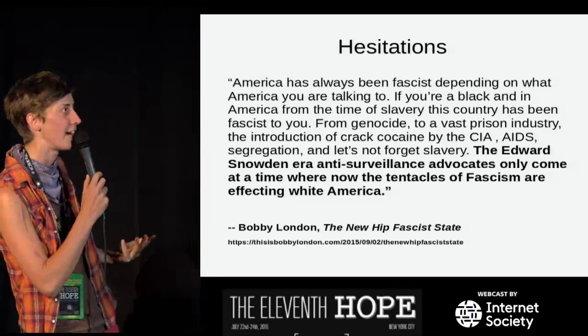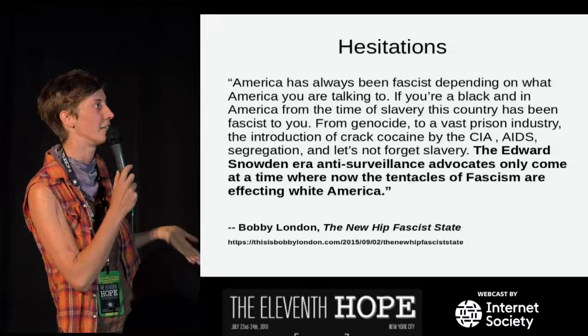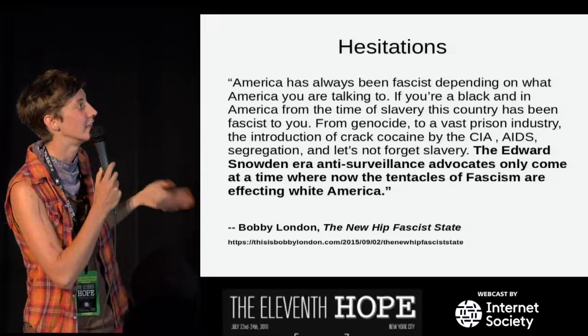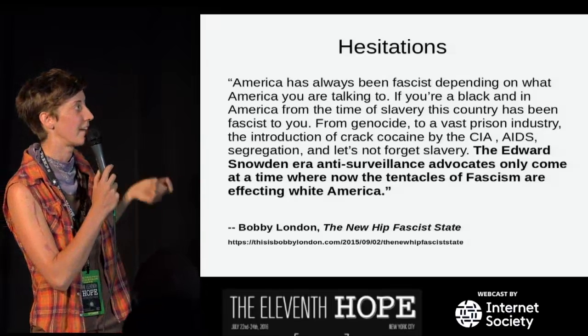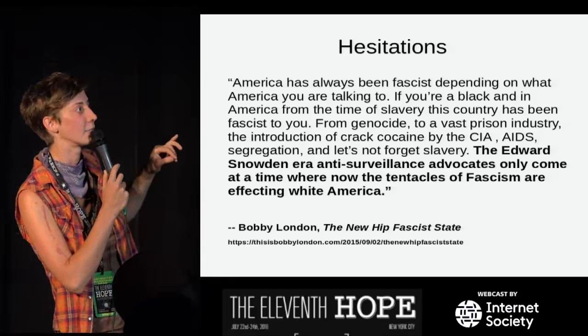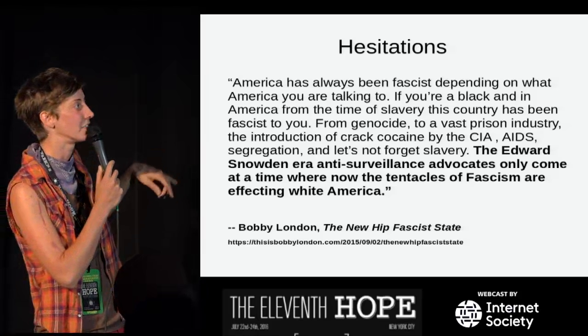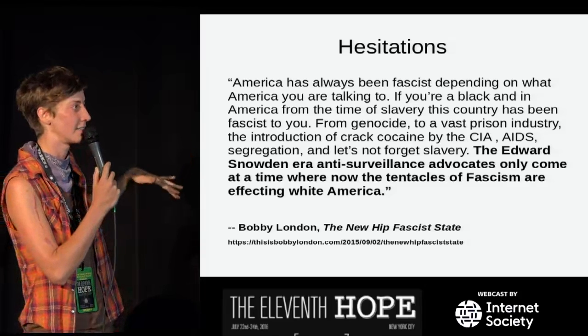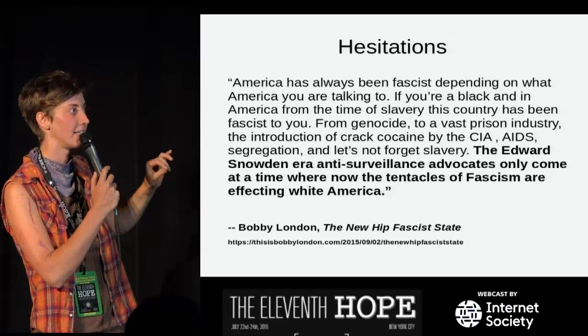America has always been fascist, depending on what America you are talking to. If you're black in America, from the time of slavery, this country has been fascist to you. From genocide to a vast prison industry, the introduction of crack cocaine by the CIA, AIDS, segregation, and let's not forget slavery. And the Edward Snowden era anti-surveillance advocates only come at a time where now the tentacles of fascism are affecting white America.